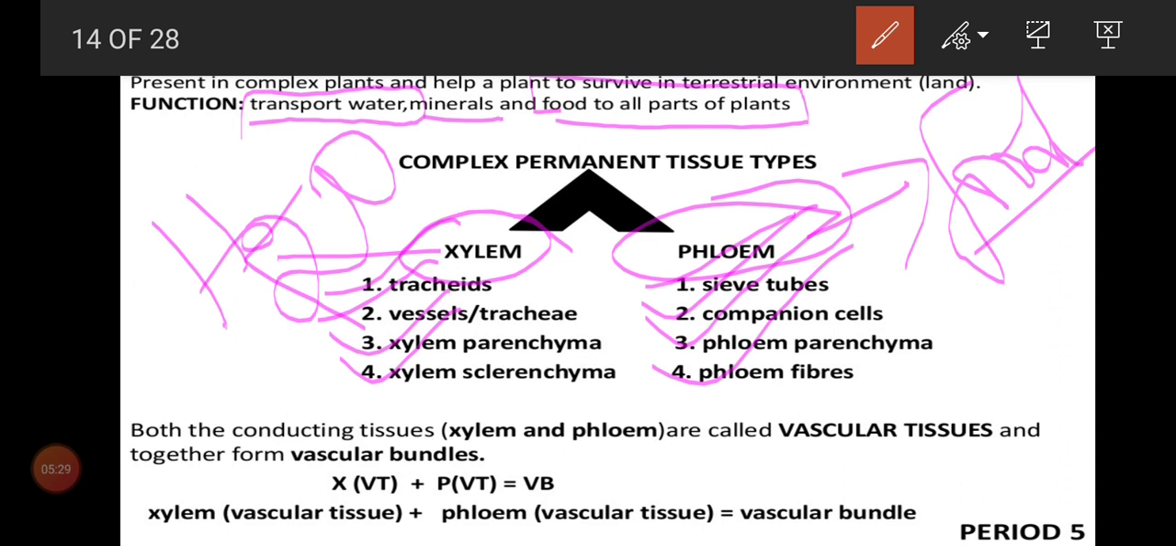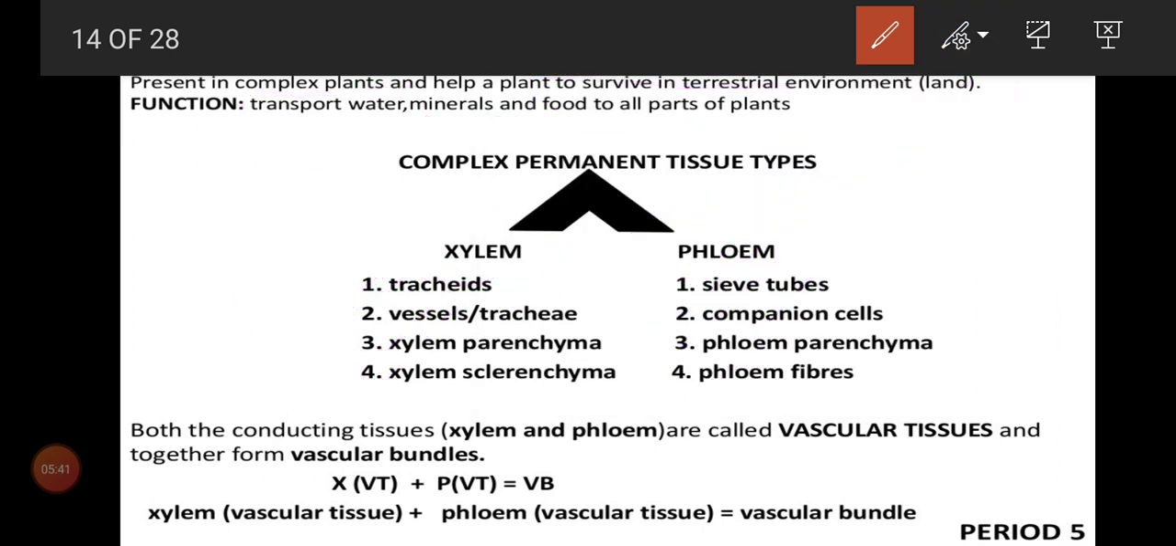So first, just to go through the types of xylem and phloem, we will see one by one, and you will be thorough with the function of xylem and phloem. We know xylem and phloem both are conducting tissues. What will they conduct? They will conduct water and food. Why are they called conducting tissues? Because they transport water, minerals and food. That's why we call them conducting tissues.